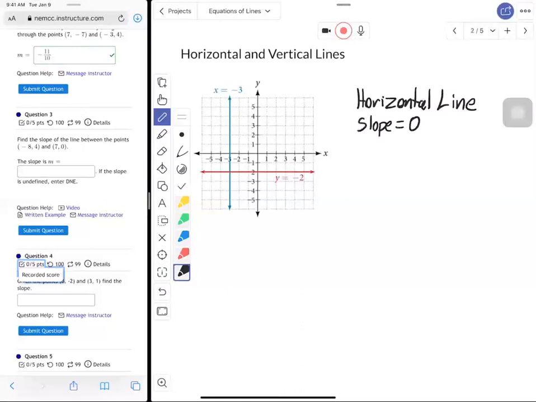Now the reason why is if you take any 2 points on any horizontal line, we'll use this as an example right here, and you plug those 2 points into that slope formula that we just got through talking about, the y values of both points will be the same number. In this case, that number is -2. And so your numerator will be 0 of your slope, and that's going to make your slope equal to 0. Every single horizontal line has a slope of 0.